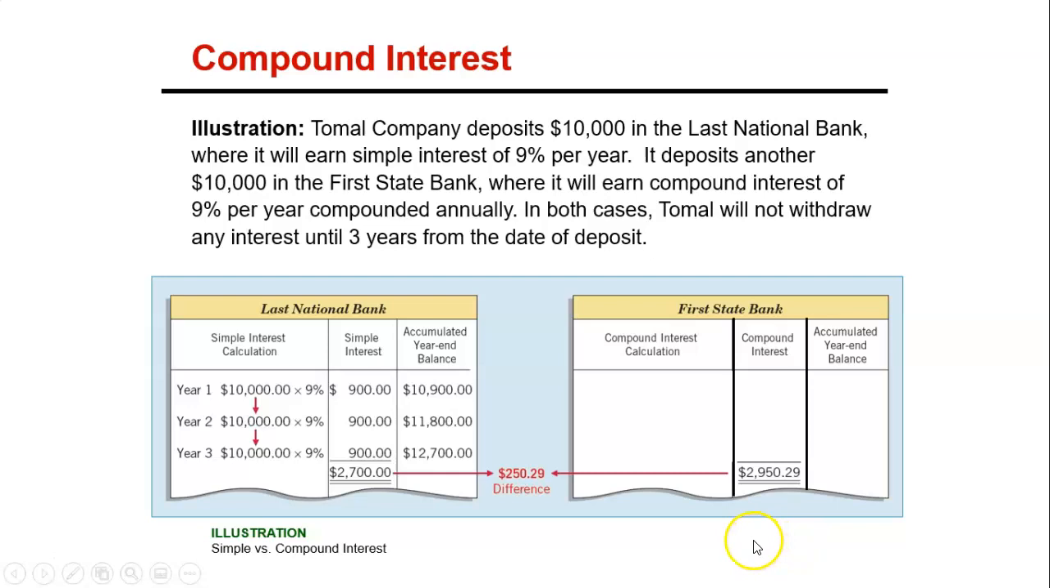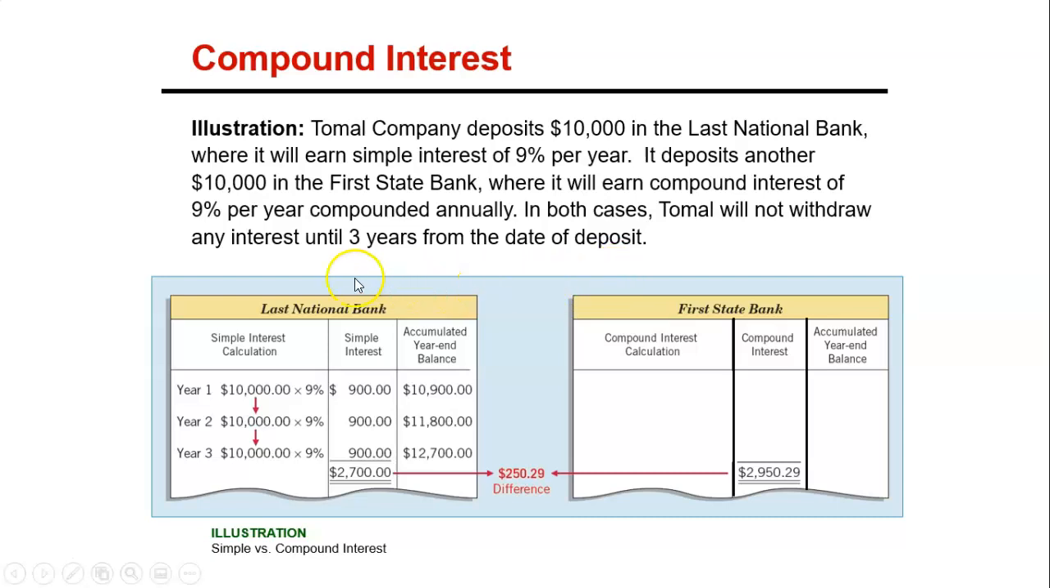So here is an example. Tomall Company deposits $10,000 in the Last National Bank, where it will earn simple interest of 9% per year. It deposits another $10,000 in First State Bank, where it will earn compound interest of 9% per year, same amount, same rate, but compounded once a year, compounded annually. In both cases, Tomall will not withdraw anything until 3 years from the date of deposit, and then they'll take everything out if that's their plan.